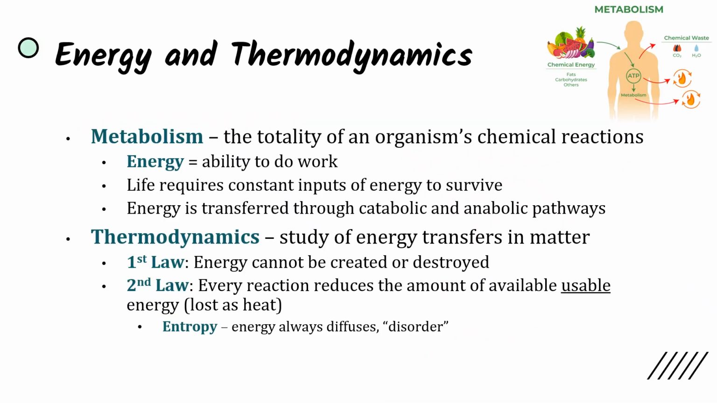First up, we need to discuss some vocabulary. Metabolism is the totality of an organism's chemical reactions, both those that release energy and those that store energy. And energy is just the ability to do work. Once an organism runs out of energy, it dies. And so life requires constant inputs of energy to survive, and energy is transferred through catabolic and anabolic pathways: pathways that break apart reactants to release energy, and pathways that use up energy and store it to make a product.